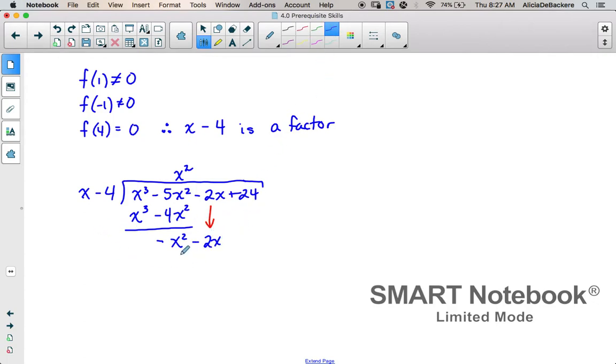And now I'm just going to repeat the same process. Again, I'm looking at the first term and the first term, and I'm asking myself, what do I need to multiply by to turn the x into -x squared? I need to multiply by -x. I'll write it up at the top above the x column. Then I'm going to multiply that -x through the divisor. So -x times x gives me -x squared, and -x times -4 gives me positive 4x. Then I'm going to subtract. Again, the first one should always equal 0. And then -2 minus 4 gives me -6x. Then I'll bring down the next term.